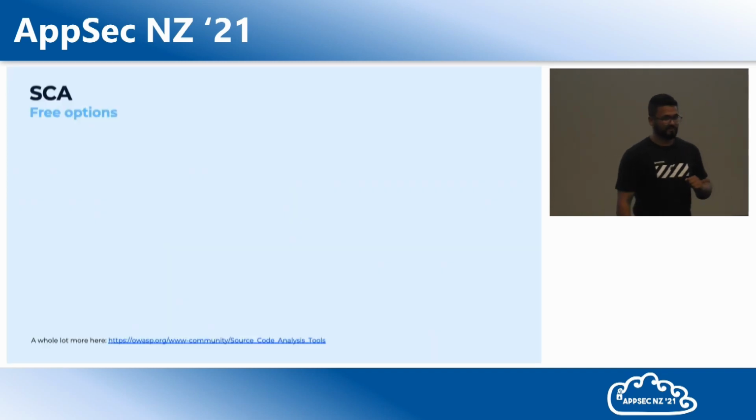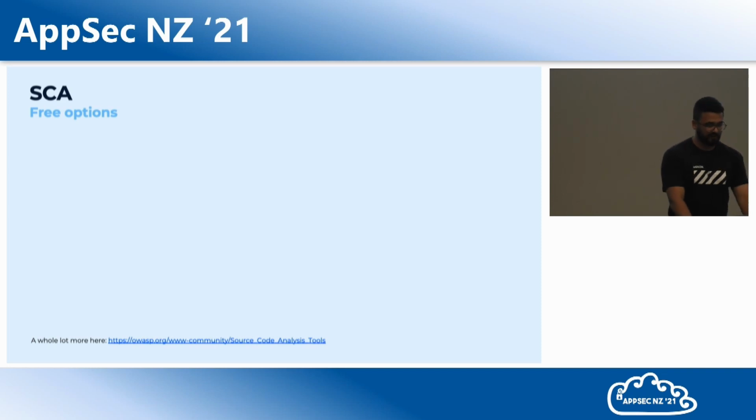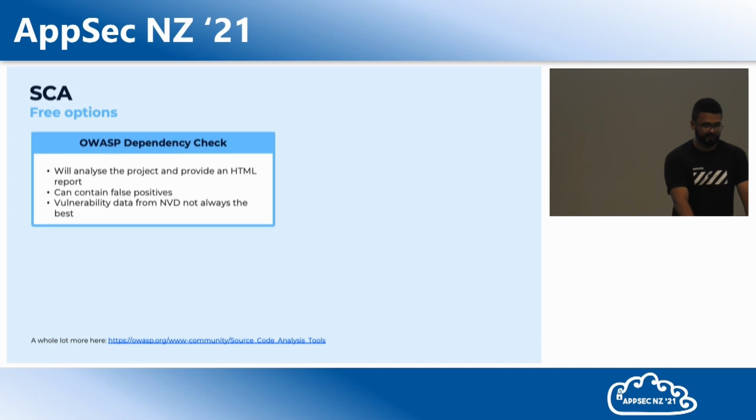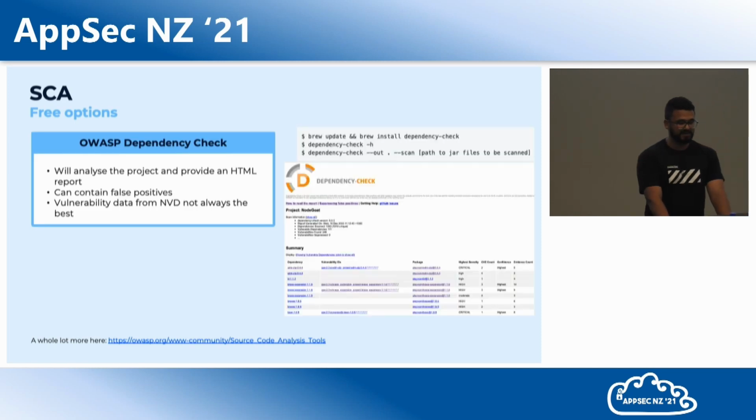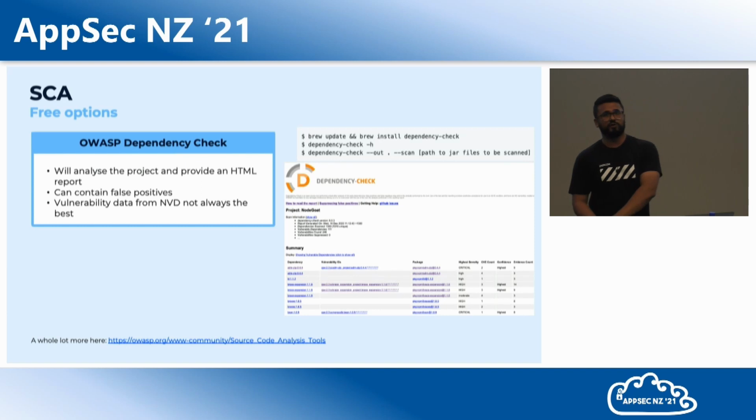All right, so moving into our SCA, software composition analysis, we looked at 2 free options. The first one is the OWASP dependency check. This will analyze your project, spit out an HTML report, CSV and JSON for machines to read it also. It's really easy to use.